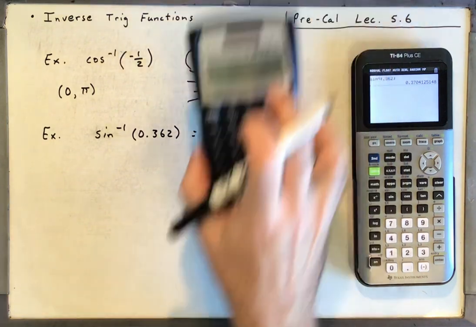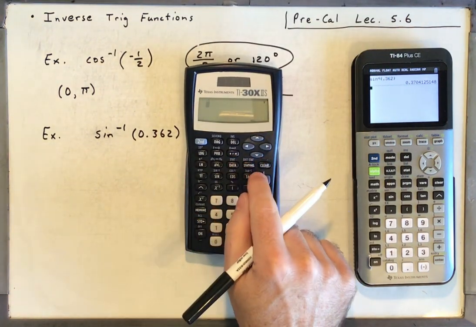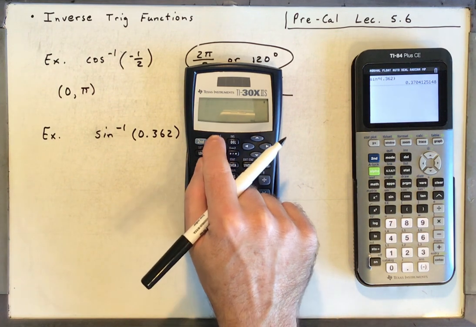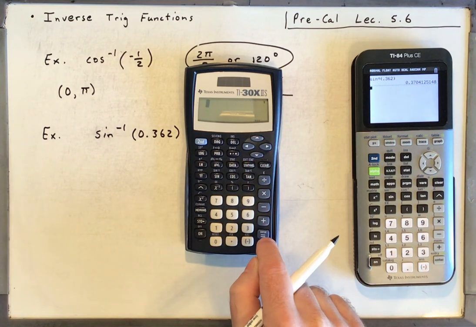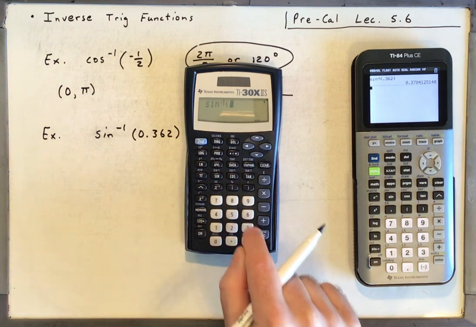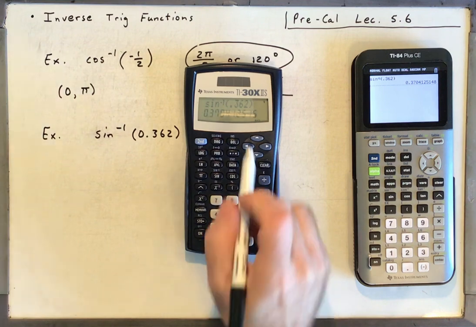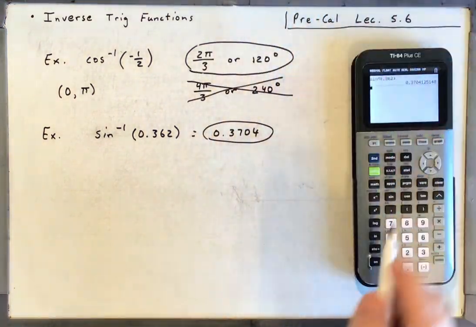All right, let's say you have one of the cheaper calculators. See this DRG button, just hit that. You would tab over to radians and hit enter. And if you want to find inverse sine, then hit the second button, sine 0.362, and again 0.3704. All right, so different ways to change to radians.